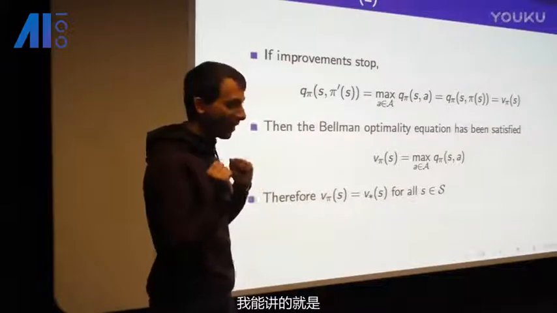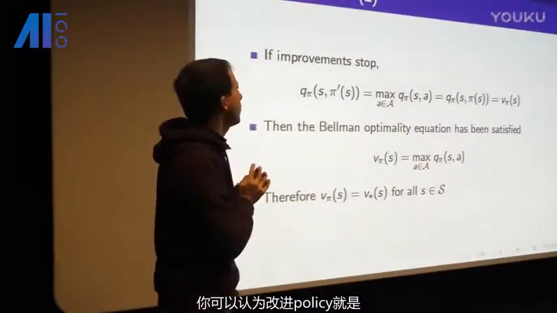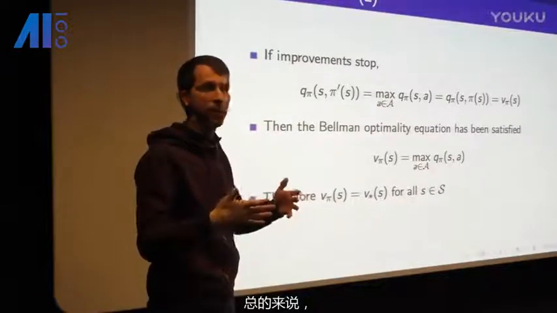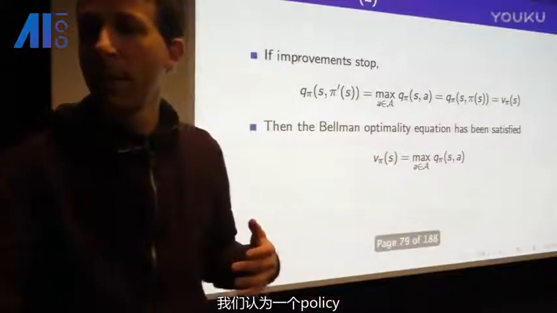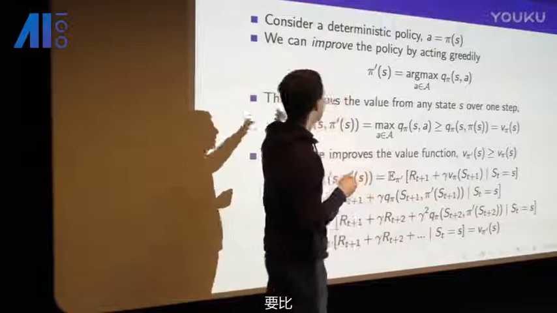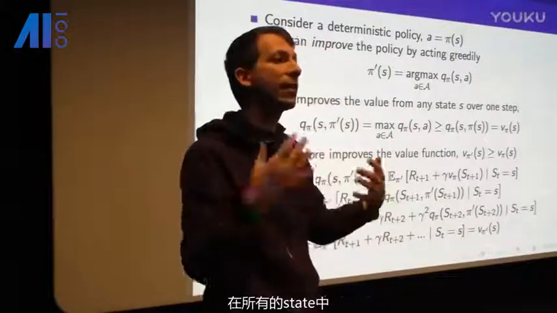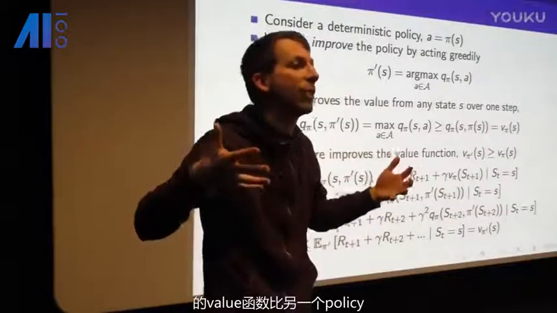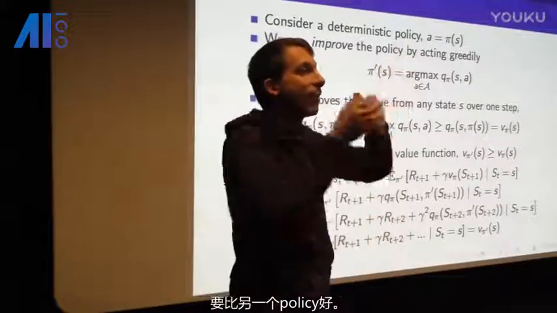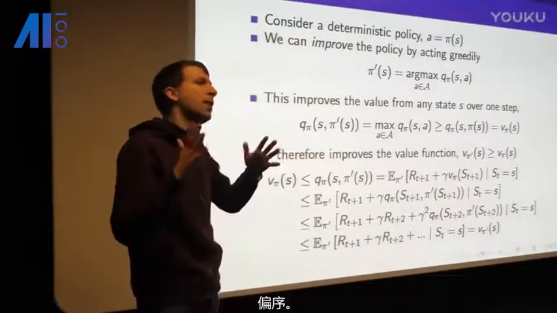Coming back to the previous question, one piece of intuition I can give is that you can think of policy improvement as a partial ordering over policies. So basically what we've defined is something which says when one policy is better than another. You can say that one policy is better than another if its value function has higher values than the other policy in all states. That gives you a partial ordering over policies.